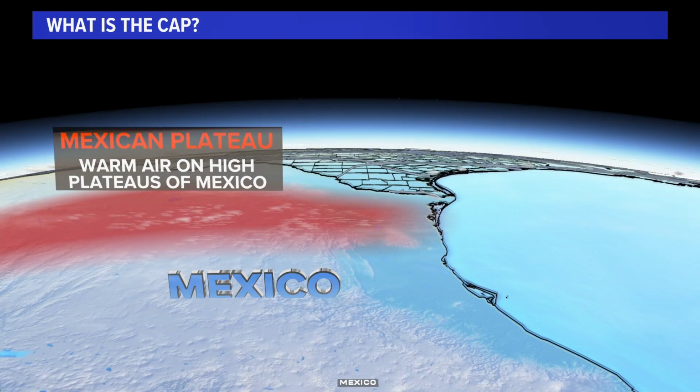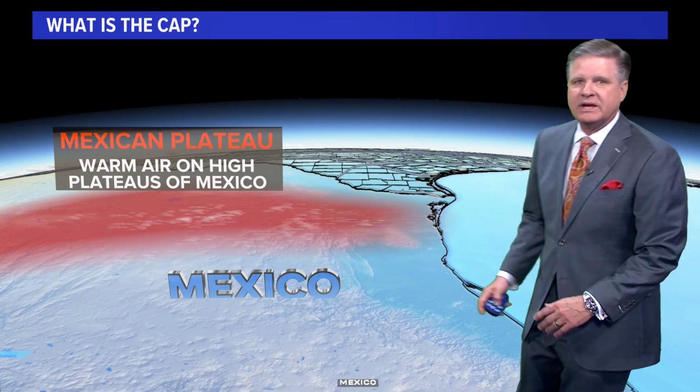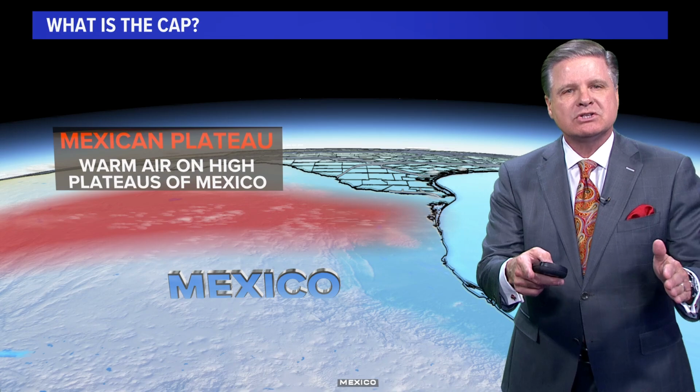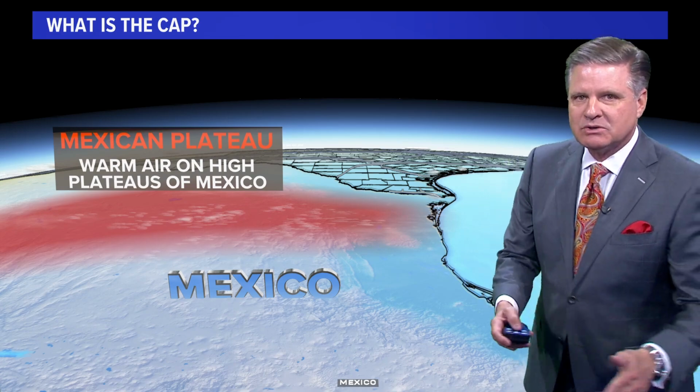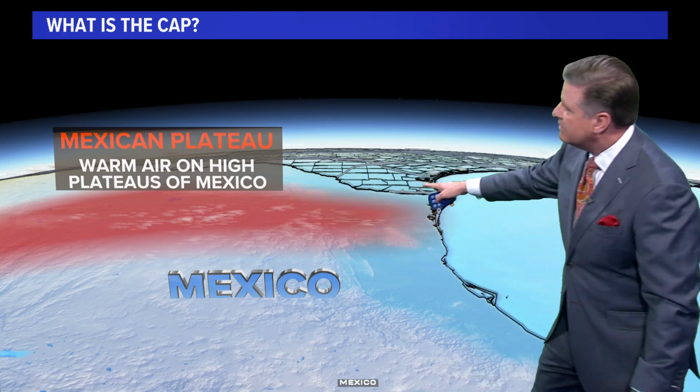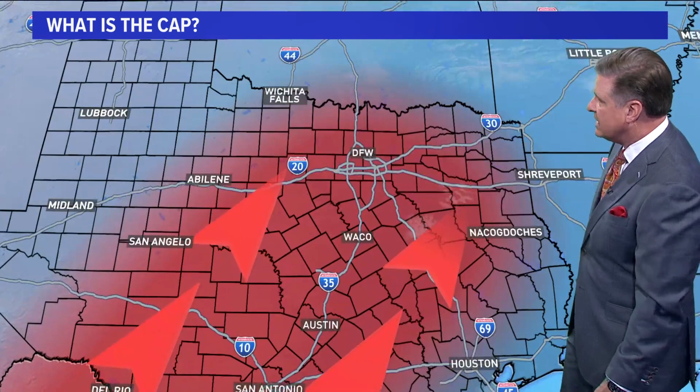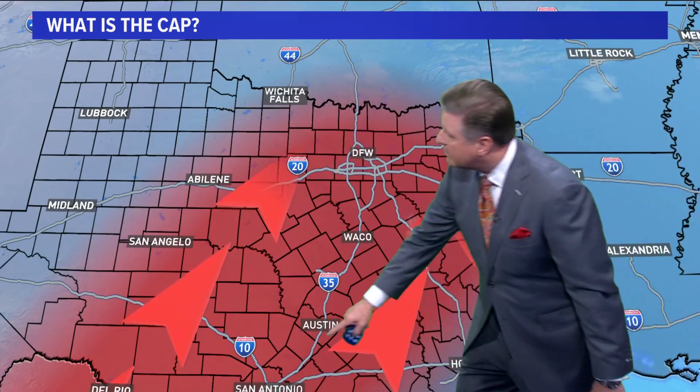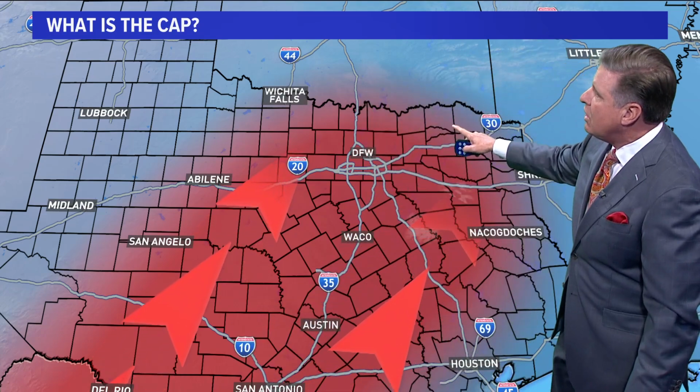And maybe for those of you who are from the Midwest, you're like, well, I've never heard of this before. Well, it's kind of a Texas-Oklahoma thing. And here's the reason why. Because it's all about the warm air on the high plateaus of Mexico. Here we are in Mexico. This is South Texas. And you can see as we've changed the map around a bit, we have that warm air from the high plateaus in Mexico. It's kind of that southwesterly flow, so it's blowing in from the southwest off to the northeast.